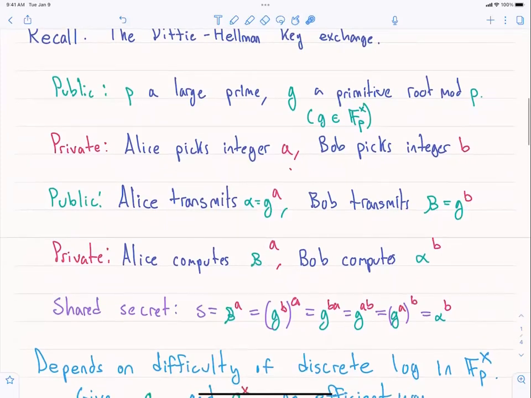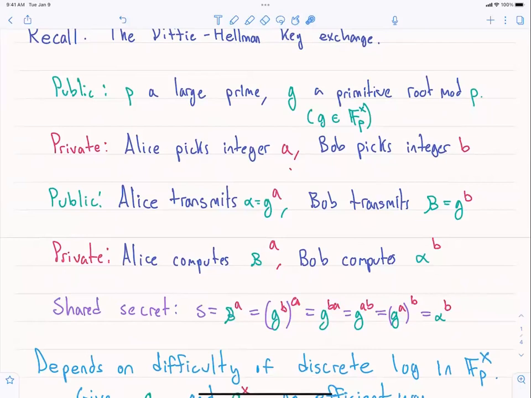Then Alice receives beta, so she knows what beta is, and she still has her secret number A. So she computes beta to the A. Similarly, Bob receives alpha and still has his secret number B, so he computes alpha to the B. If you put that all together, they've computed the same thing in the end. Beta to the A, the number that Alice computed, is the same as G to the B to the A, which is G to the B times A, which is G to the A times B, which is G to the A to the B, which is alpha to the B, the number that Bob computed.